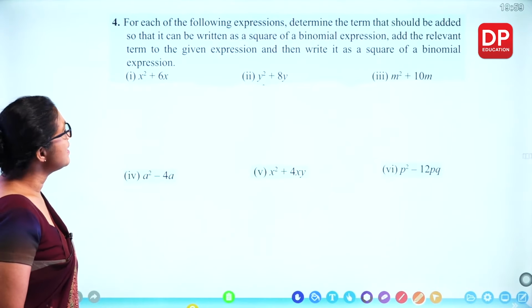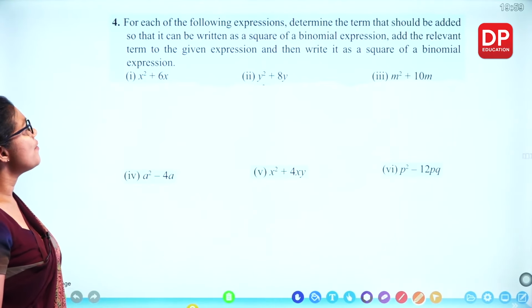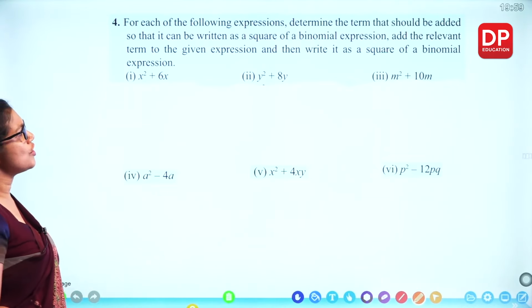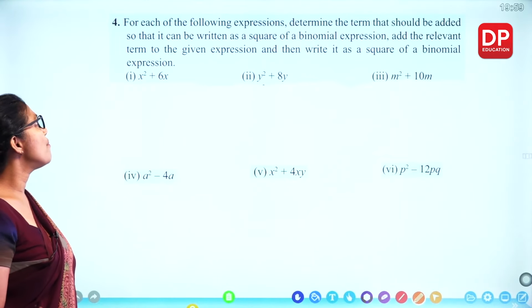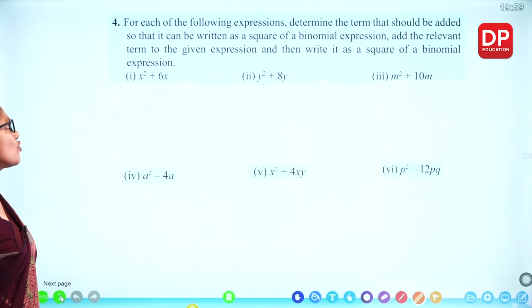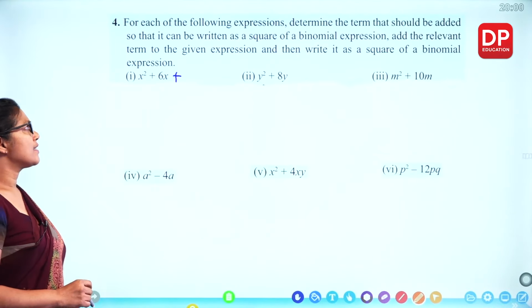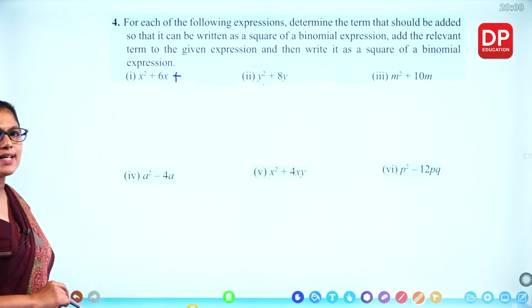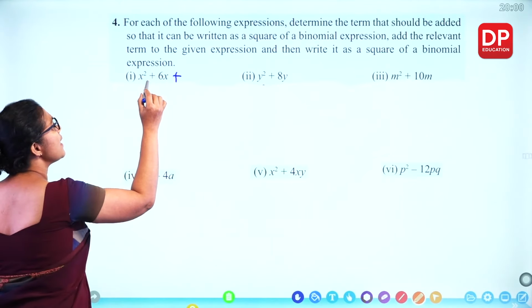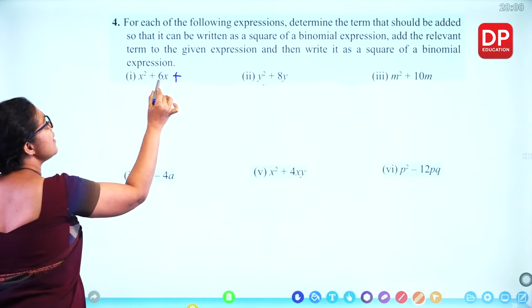Okay, fourth one, it says, for each of the following expressions, determine the term that should be added so that it can be written as a square of a binomial expression. Add the relevant term to the given expression and then write it as a square of a binomial expression. Now you need to get a square term. So you are asked to fill these numbers. Now how we do that? So here 6x is given as the middle term. So how you get 6x? Multiplication of these two, the square root of these two values, and double it.